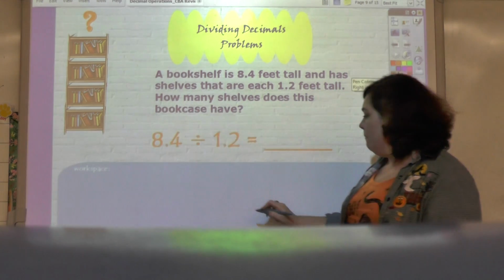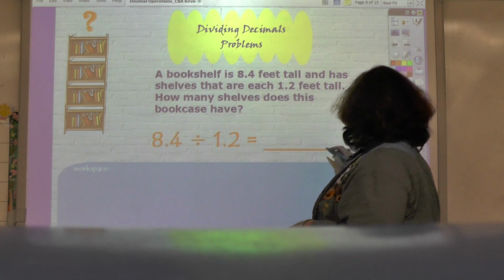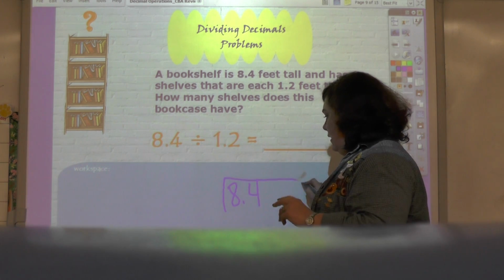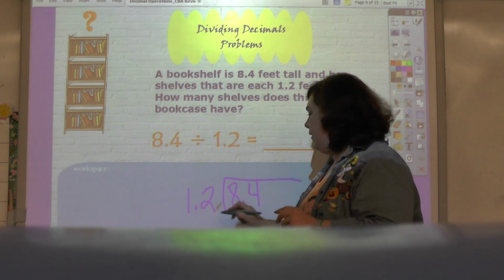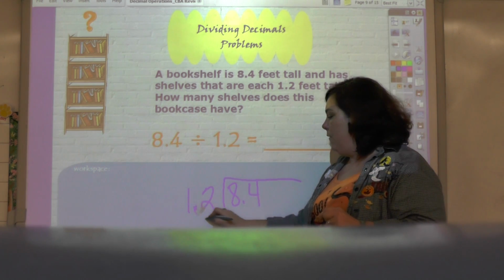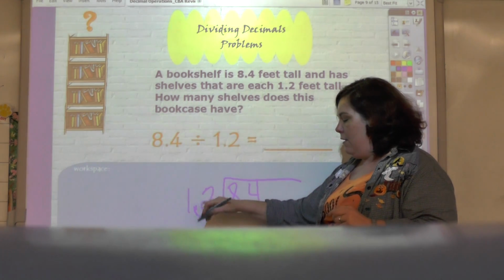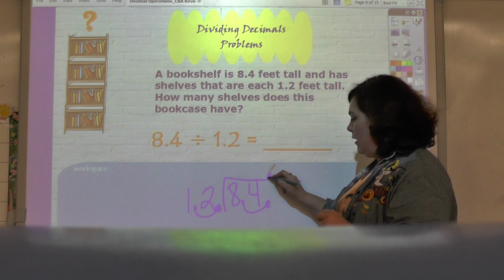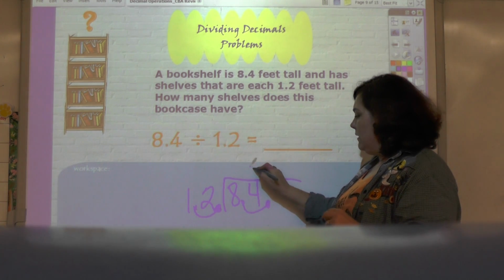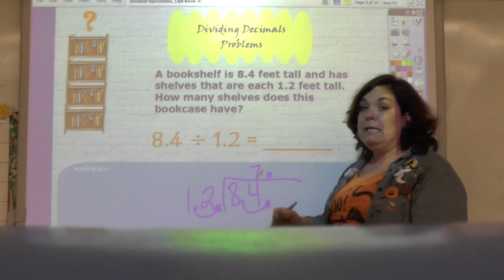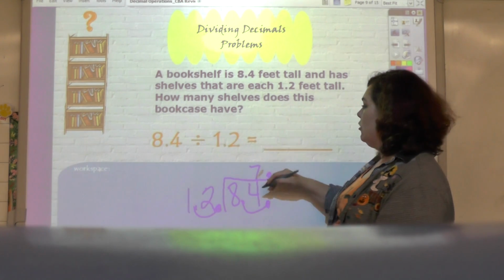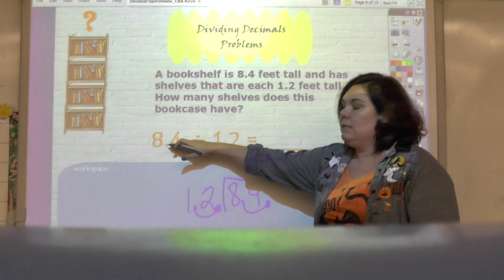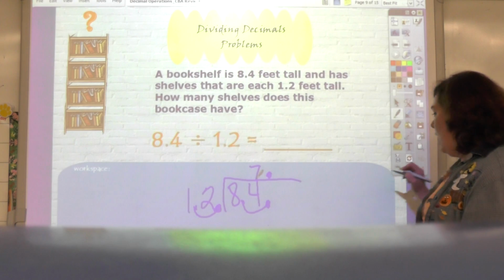And to actually do that math, I'm going to put 8.4 in the house and 1.2 outside, and this will move over one place to get it out of the problem, and this is going to move over one place, and then that's going to go straight up, and 12 goes into 84 7 times, and so that means that I'm going to have 7 shelves. They're each going to be 1.2 feet apart, and it's going to be a total of 8.4 height.